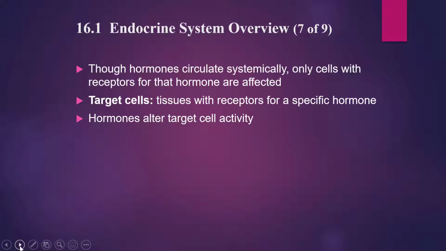Though hormones circulate systemically, only cells with receptors for that hormone are affected. Even if a good chunk of the hormone is surrounding a cell, if the cell does not have a receptor to receive the hormone, then that hormone will not affect that cell. Any cell that has the receptor for a hormone is what you call a target cell. And hormones can alter the target cell activity.